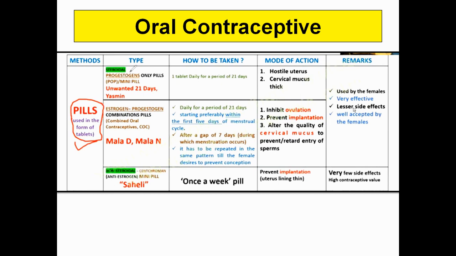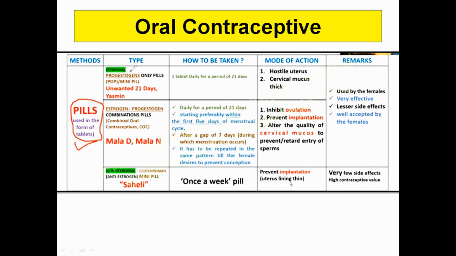They are well accepted by females, especially in the villages. Next is the non-steroidal pill, that is, the anti-estrogen pill. They are referred to as mini pill or centchroman. The best pill available in the market of this category is Saheli, and it should be taken once a week. So there is no counting of the days of the menstrual cycle. Only this needs to be taken once in a week.